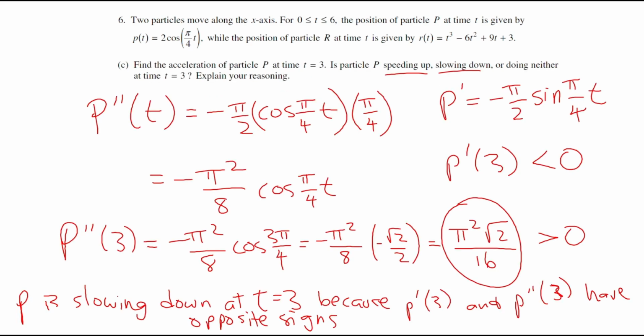Oh, and 2 points for that. We'll go back to that for a second. 1 point for finding this value, and 1 point for the correct answer of slowing down with the appropriate reason.